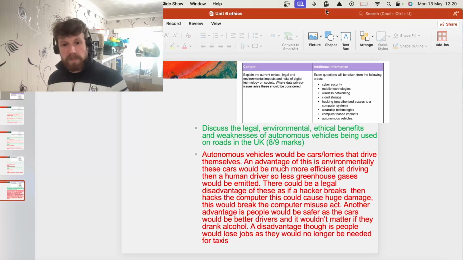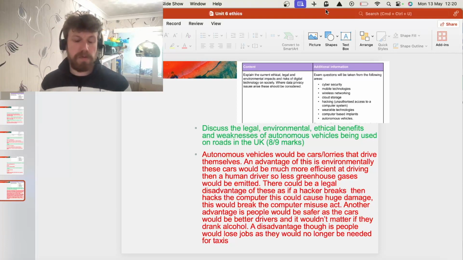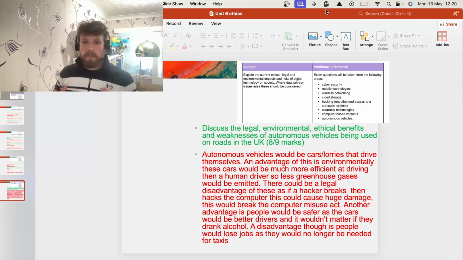Then I've gone back onto an advantage. An advantage is people would be safer, as the cars would be better drivers, and it wouldn't matter if people drank alcohol. A disadvantage, though, is people would lose jobs as they would no longer be needed for taxis. So again, I've gone back to the disadvantage.